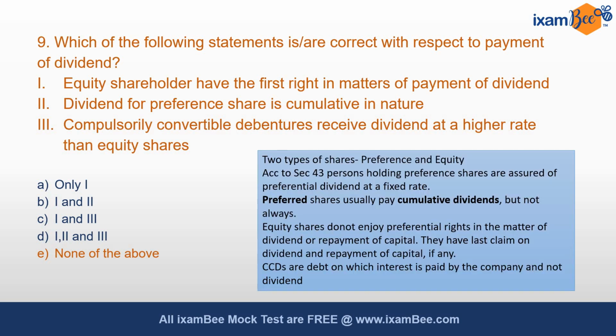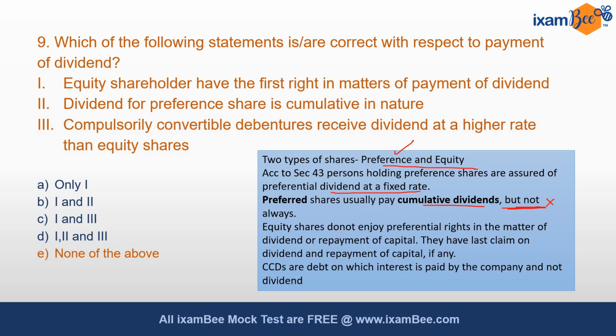Why? There are two types of shares, preference and equity shares. What is the difference between the two? The word clearly specifies that preference shares will be given preference in their payments. According to section 43, persons holding preference shares are assured of preferential dividend at a fixed rate. Preference shares usually pay cumulative dividends but not always. So here we have our second statement being false.